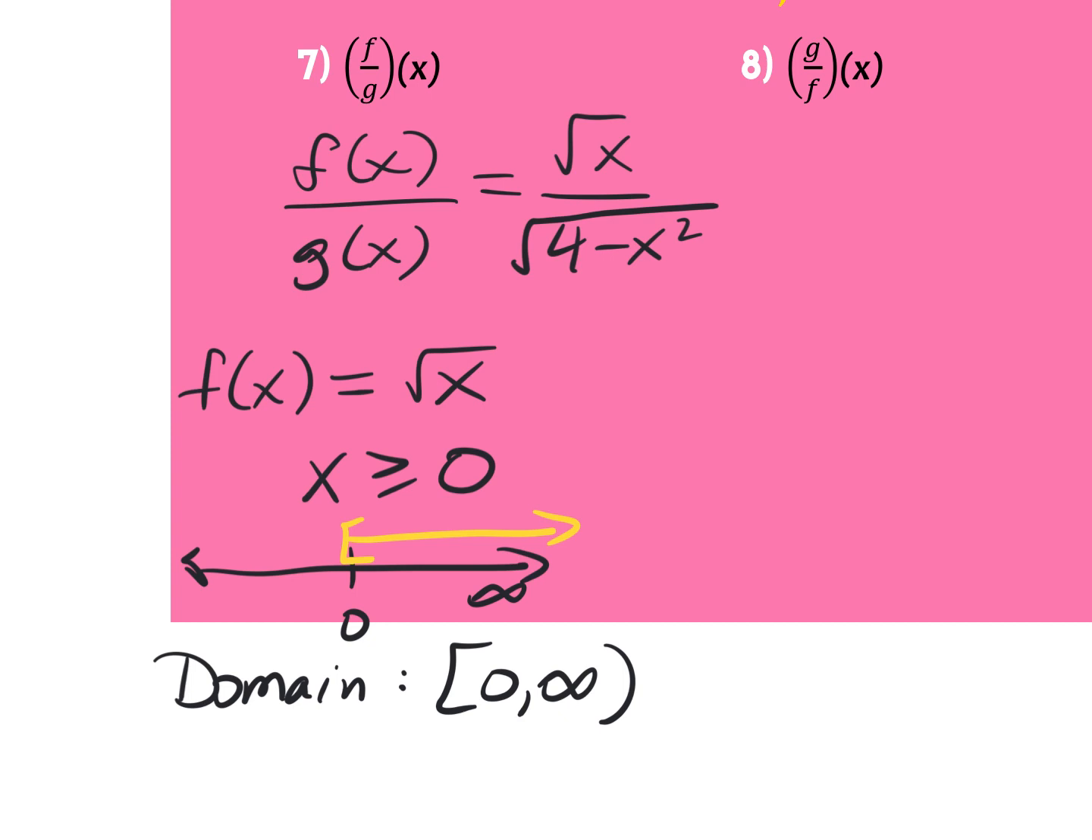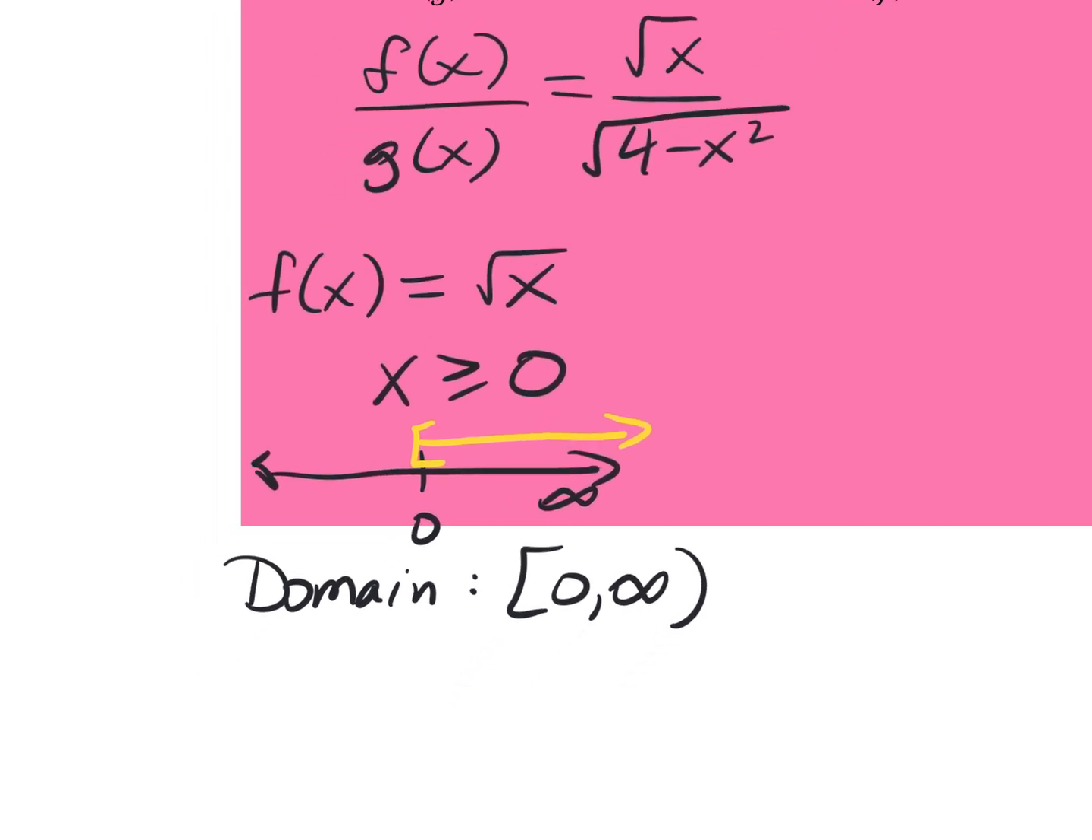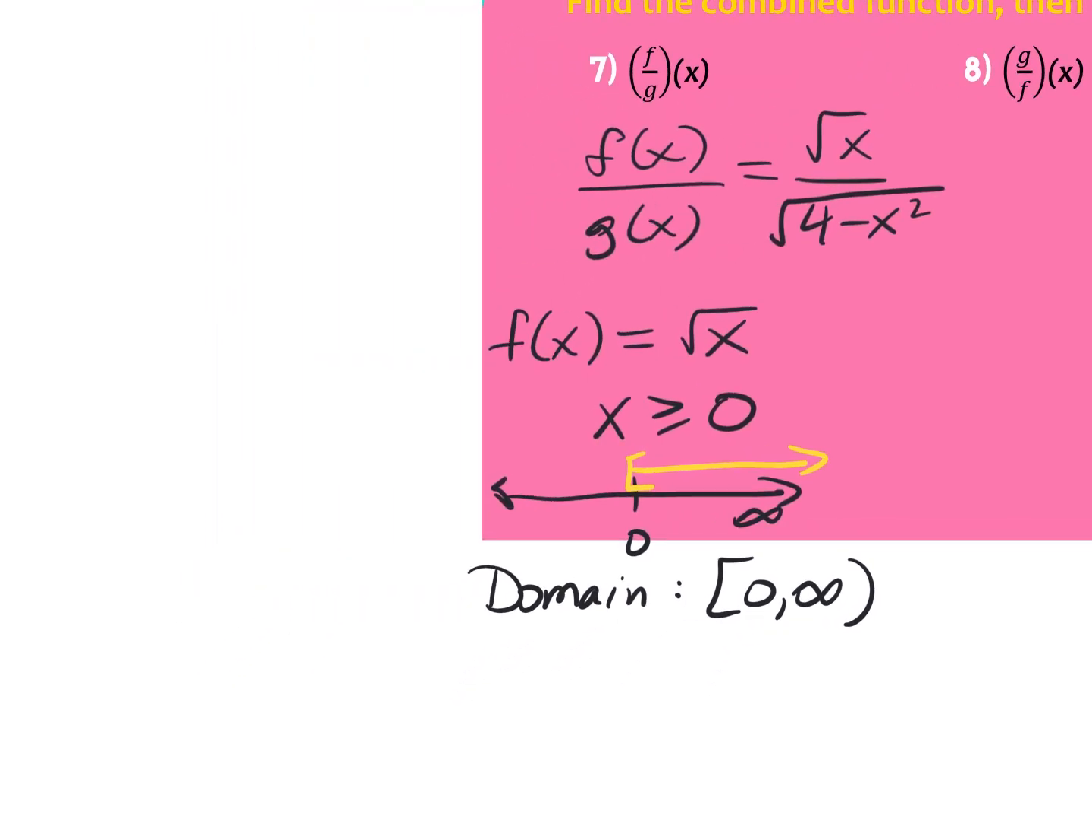Now let's go ahead and take a look at the g of x, just to practice this, because this was on the test yesterday. And then what we'll do is we're going to find the domain of the combined function. So for the g of x function, let's just do it separately without the fraction first. So our g of x function was, remember, it was 4 minus x squared.